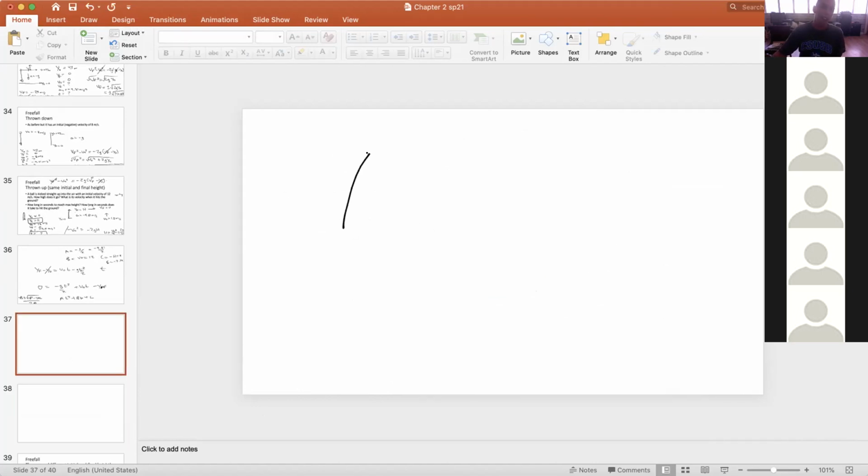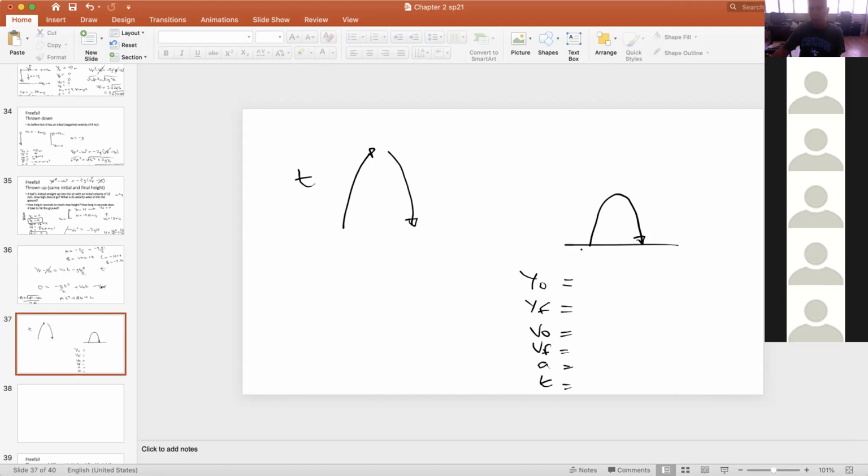We already found the time to go up and the time to drop. But let's think about the whole problem like this and rewrite our equations and see what this tells us. Now, when it goes up and comes back to the ground, these are both 0. Where it left from and where it comes back to are 0. Its initial velocity was 12. A was minus 9.81 meters per second squared. And we don't know t for the whole time.